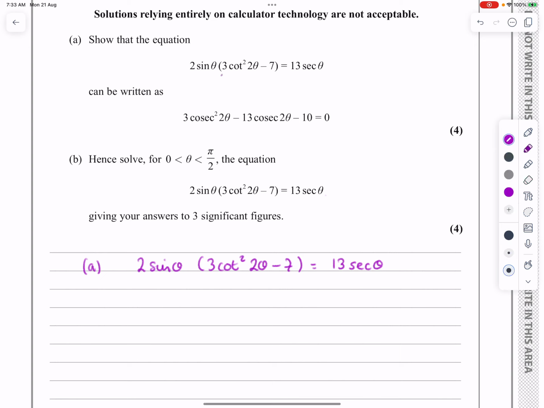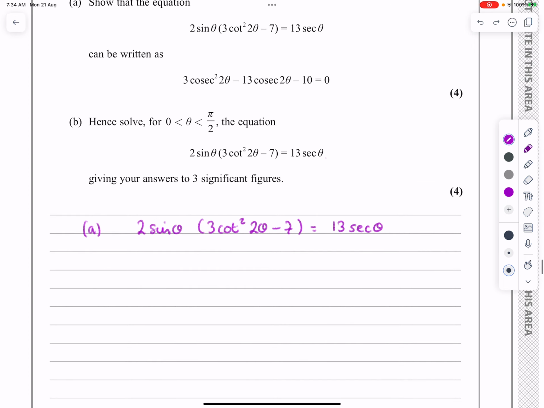Because if I'm looking at this bit in here, I don't really want to play around with that too much, because I know that 3 cot squared 2 theta minus 7 I can change to cosec squared 2 theta, and cosec squared 2 theta is in the answer there. So that sort of gives me my clue as to how to get started with this. I don't want to mess around with the 3 cot squared 2 theta minus 7, which means I don't want to multiply it by sine, otherwise that's going to change it. So what that tells me to do as my first step is to do that.